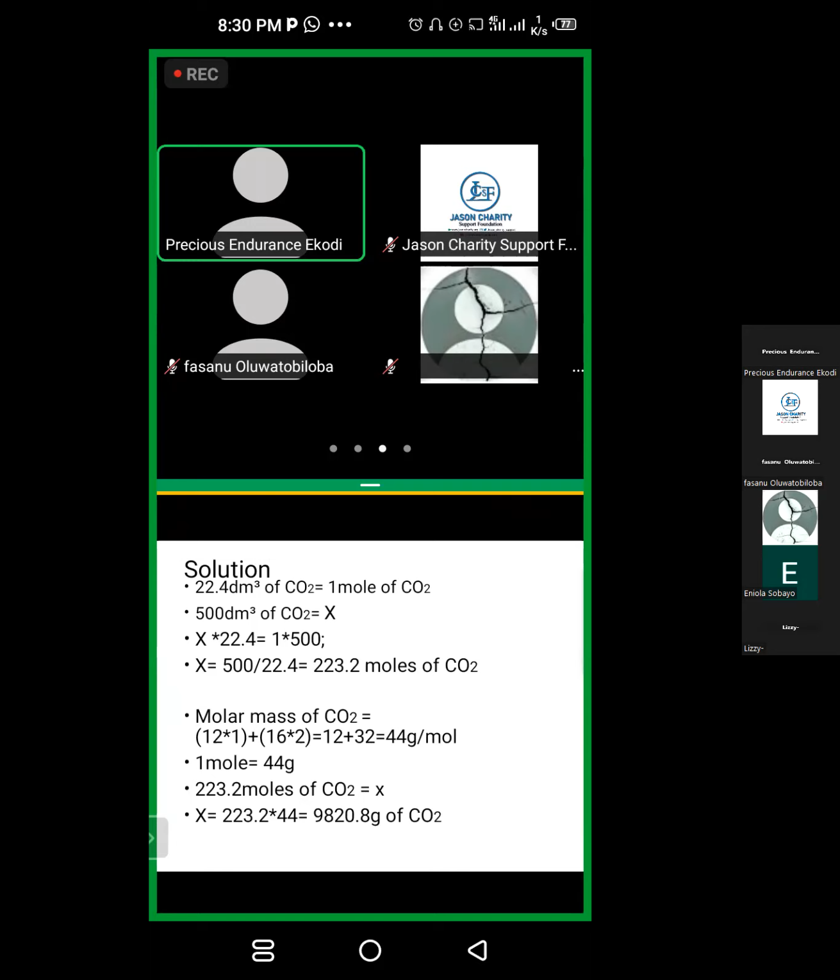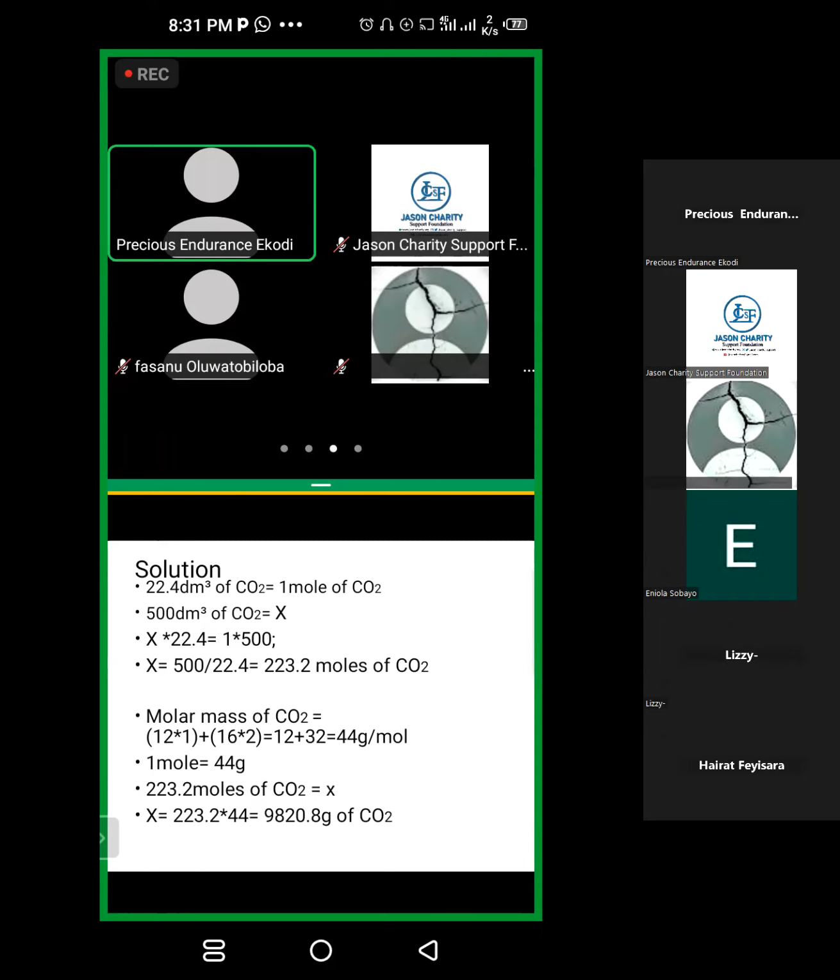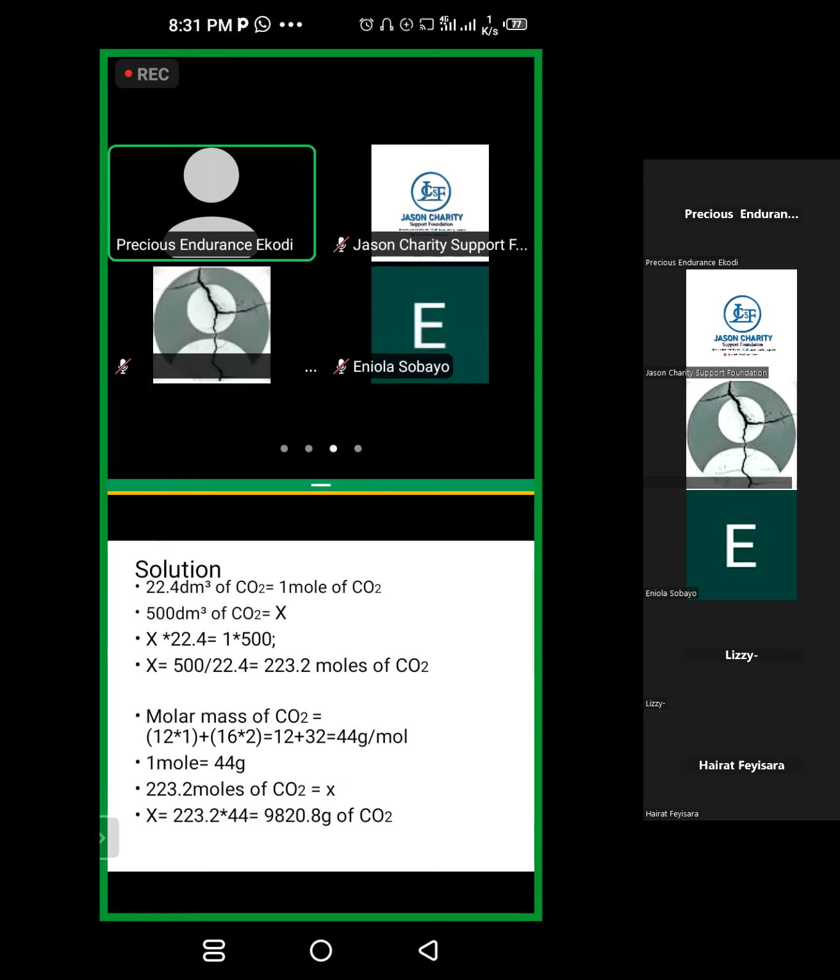Now, since from the previous question we've gotten the number of moles, which is 223.2 moles produced in 500 dm cube, we now bring that into the equation. So 223.2 moles of CO2 equals X. So X will be equal to 223.2 times 44. When you cross multiply, that gives us 9,820.8 grams of CO2.